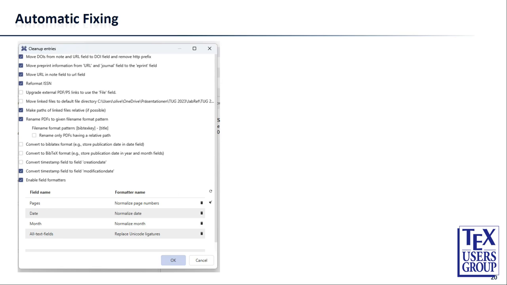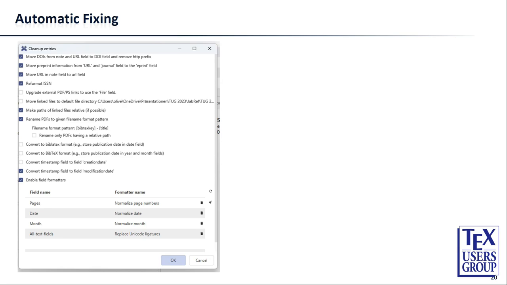Like the first example is to move a DOI from the note and URL field to the DOI field and remove the HTTP prefix. Normally, if you fetch entries from the web, the DOI is spread around various fields, but you want to have a clean entry, and then you can clean it up. And there are more, like also moving the URLs and reformatting ISSN.